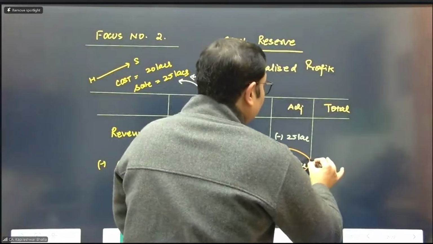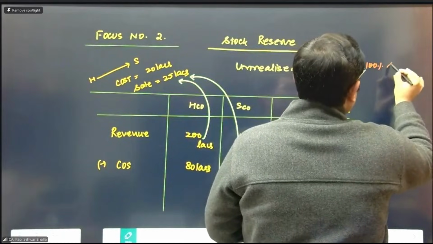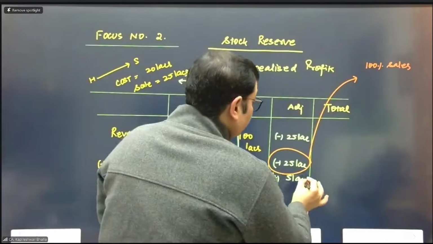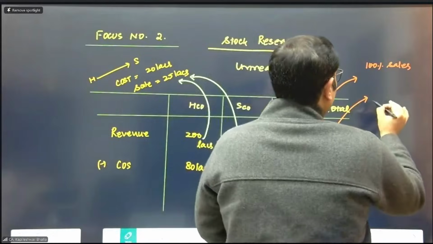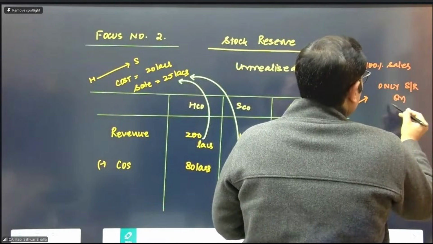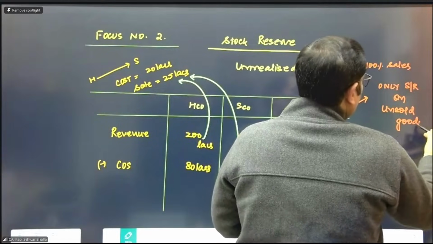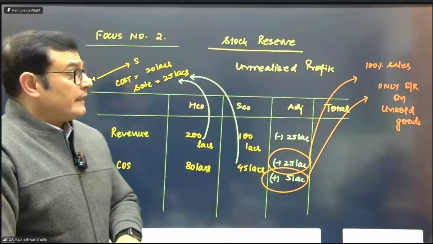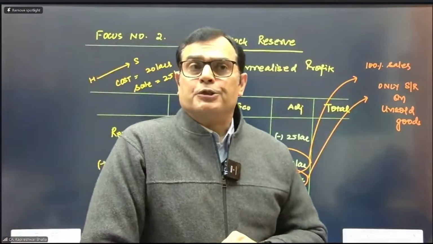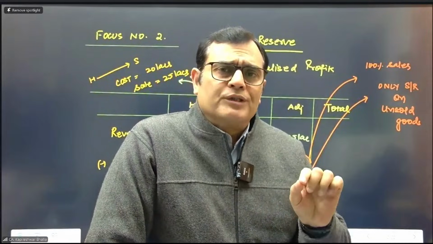Basically, this 25 lakhs which I'm reducing is the elimination of 100% of the sales. But the element of profit which I'm adding is supposed to be only stock reserve on unsold goods. It is only on the unsold goods. In my example right now, I'm assuming that all the goods are unsold in nature. Let's imagine 50% of the goods have been sold to a third party.